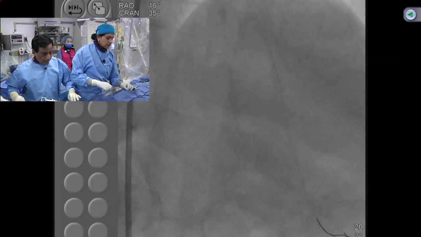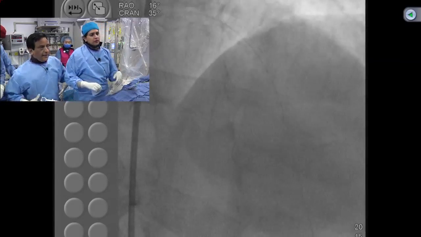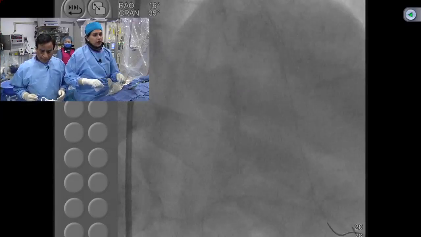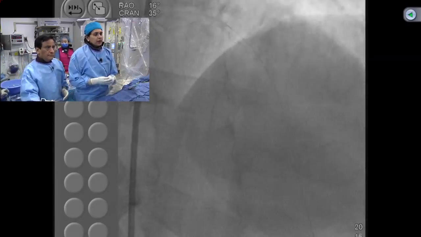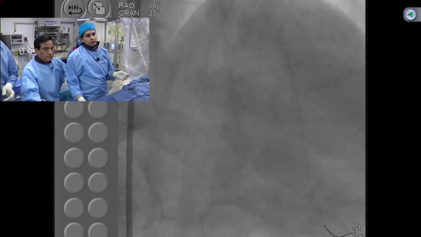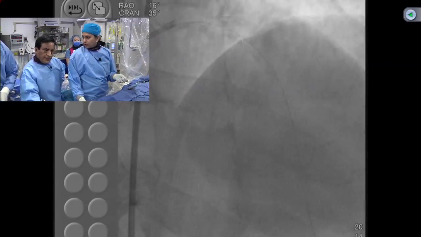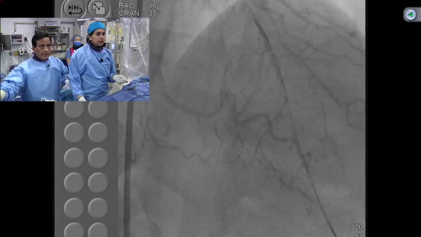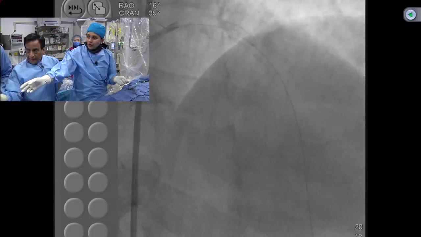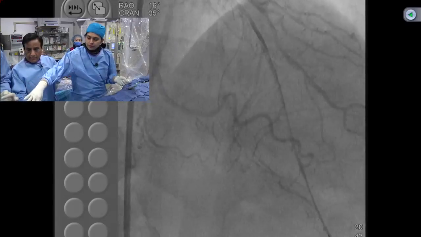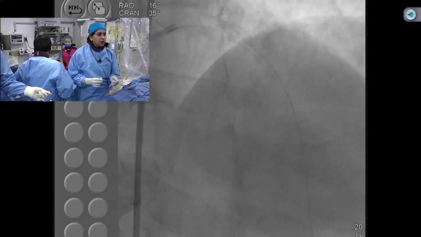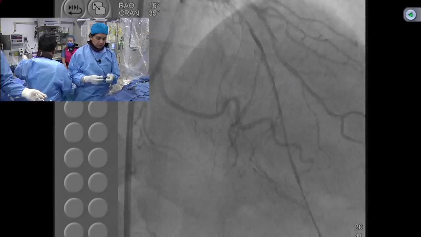Now, the question is where do we start the stent, 2.5 by 38? It's fairly clear in this view, fairly proximal, about the 5 o'clock position. Yep, that's right. And so this basically is the distal end. So possibly two or three long 38s. Probably two stents.